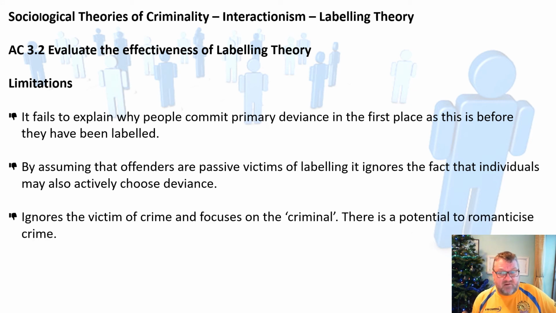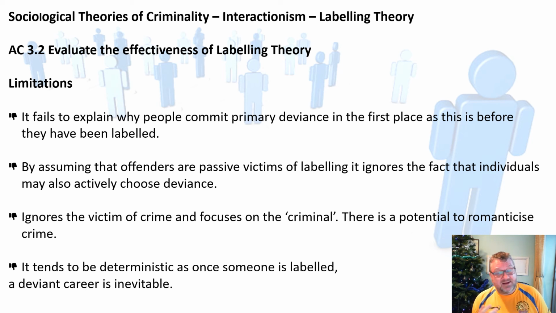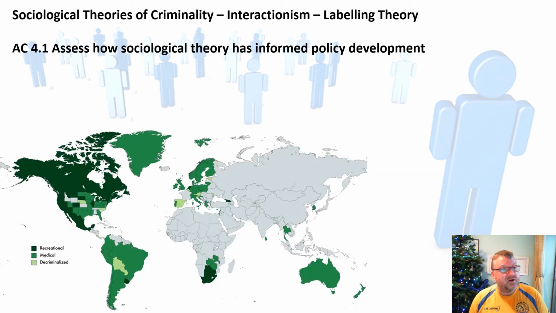And it also very much ignores the victim of crime and focuses on the criminal. And some argue that labelling theory has a potential to romanticize crime, for want of a better word. And like all these theories, it tends to be deterministic, because once someone's labelled, the deviant character is inevitable according to this theory, but we know that not all people that are labelled become deviant, so there's issues there as well. So finally, we move on to how labelling theory may have informed policy development.